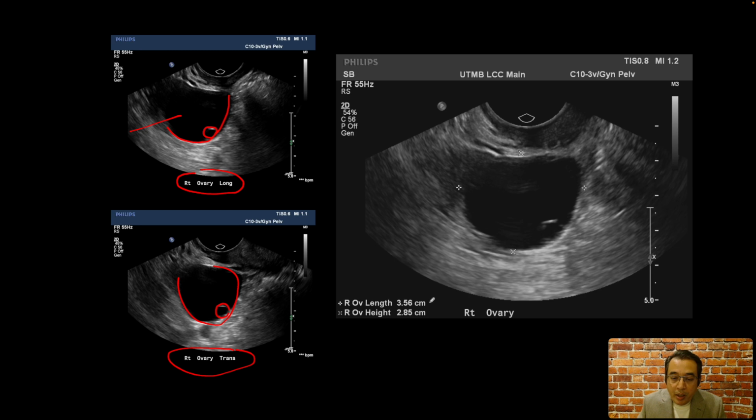And here we are measuring this anechoic focus, 3.5 by 2.8 cm, and this finding of a cyst and another cyst inside is seen just before ovulation, and this is called cumulus oophorus, and so it's a benign finding.